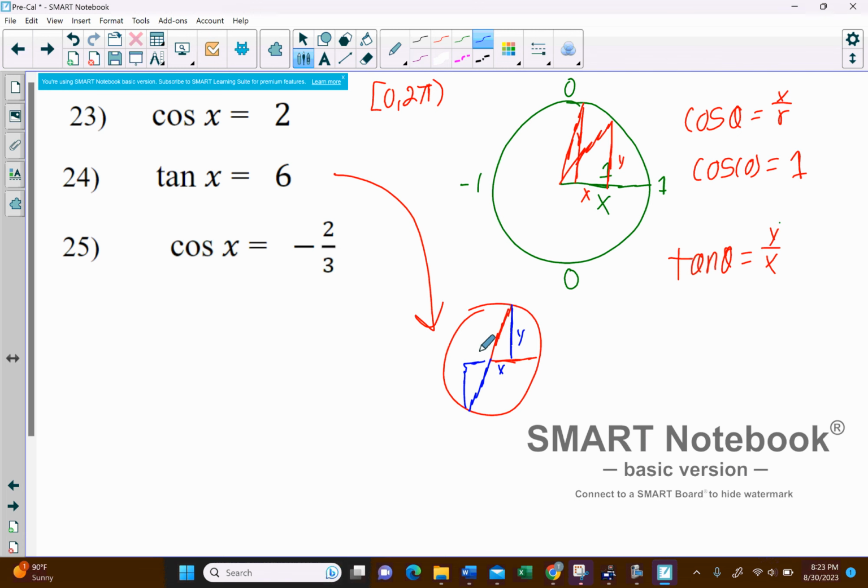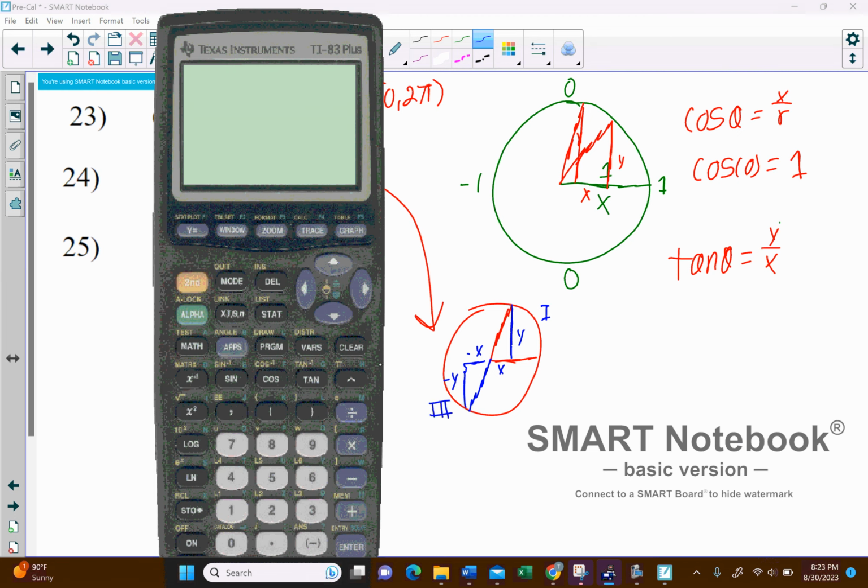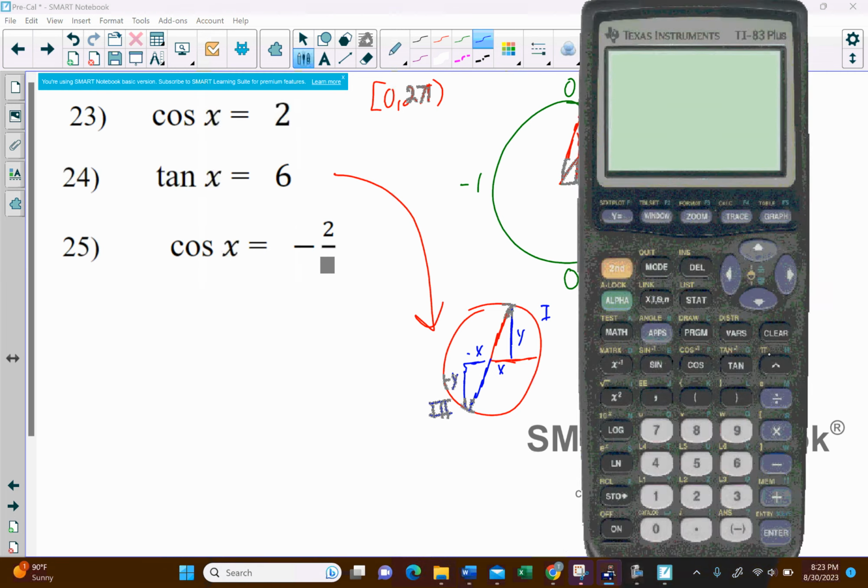The only difference is my x value will be negative and my y value will be negative. So I'm going to have a solution in quadrant 1 and in quadrant 3. Not quadrant 2 or 4, because that would give me a negative. So if they would have done -6, then we actually would have been in quadrants 2 and 4 instead. But since it's positive, I'm going to be in quadrants 1 and 3. Okay, this isn't difficult to do because we're just going to put it in the calculator, but I just wanted to give you a little visual there.